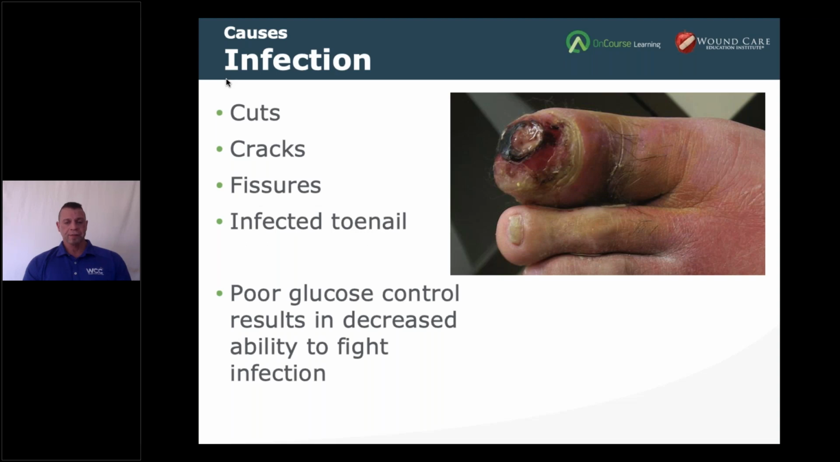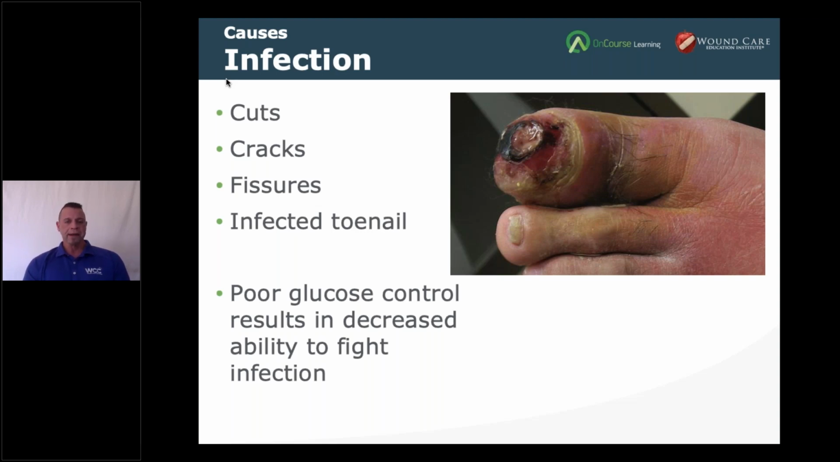Infections are another cause. Our patients can suffer cuts and injuries to their feet. Well, of course, they don't practice good foot care. We know it's very common for them to not wear shoes like they should all the time, even though they can't feel anything. And any little small item or object can cause a cut.